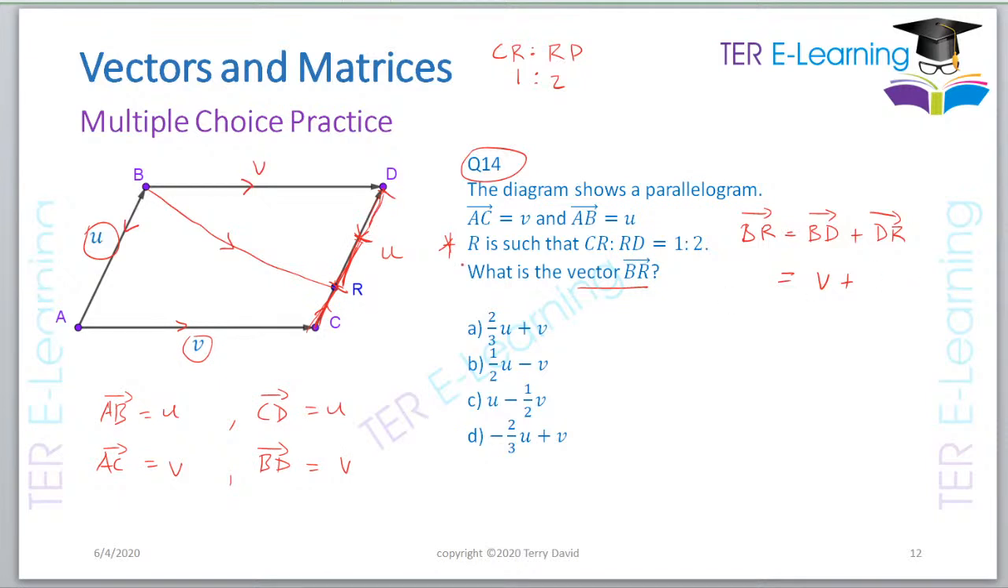So what that means, and you want to get DR, right? So DR is actually 2/3, right? Now the vector U is going in this direction here, but you really want to go from D to R, which is the opposite direction. So it's really minus 2/3 multiplied by U, right? So the answer is actually minus 2/3 U plus V, right? I'm trying to see one that looks like it. So in this case here, the answer has to be D.